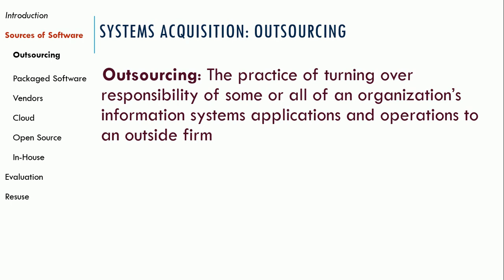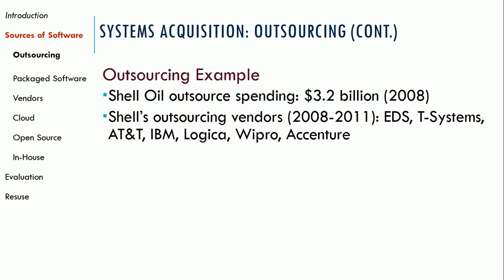So that might be where you engage with somebody like Deloitte or, gosh, I can't remember the name of the other company. Begins with an A, but all these big IBM, those types of companies that specialize in bringing a complete solution to the table. Your book talks about one example with Shell Oil, who outsourced $3.2 billion in 2008. So they spent $3.2 billion in outsourcing. And some of the vendors they used were EDS, T-Systems, AT&T, IBM, and so forth. Oh, Accenture, that's the one I was thinking of. That's another big firm like Deloitte. But in any event, $3.2 billion, that's a lot of money that they spent.